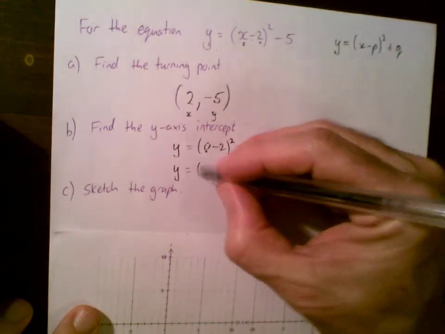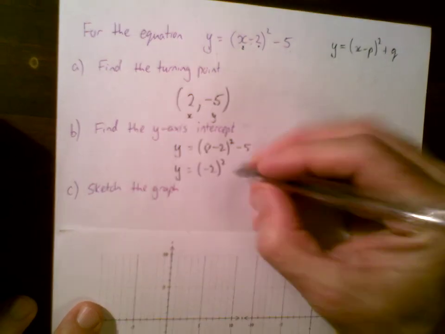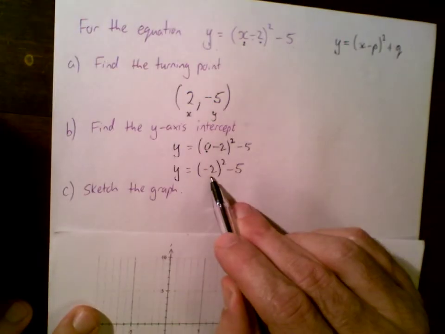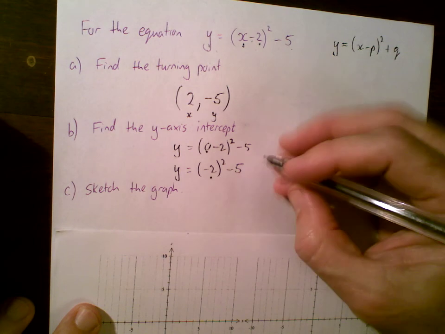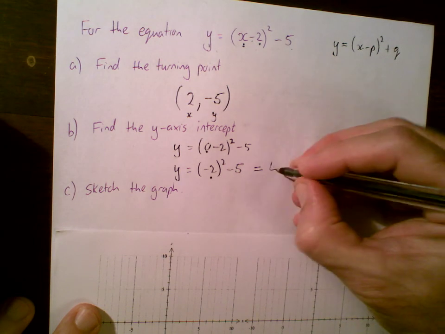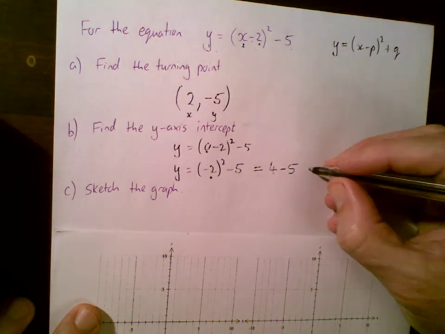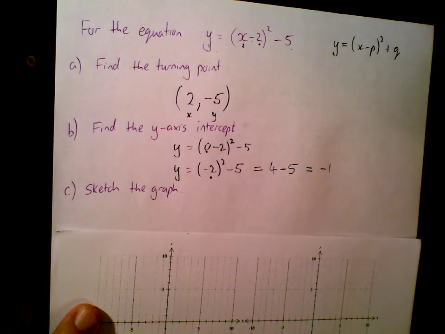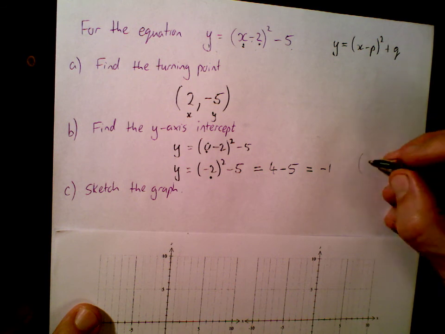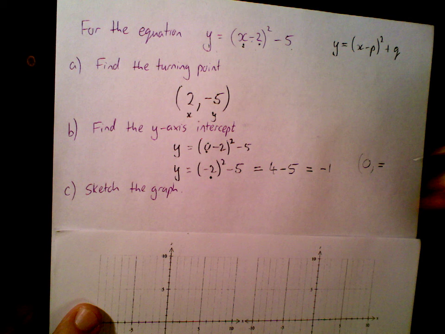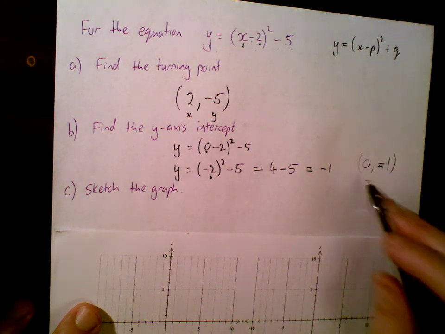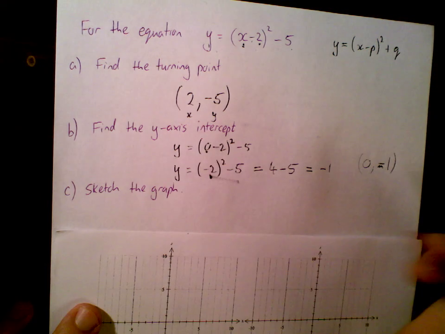We'll get y is equal to (-2)² - 5. Now (-2)² means negative 2 times negative 2, so that's positive 4, take 5, and that's equal to negative 1. And if you wanted to write that as a coordinate point, we could say that was (0, -1). But we could just as easily say y is equal to negative 1 as the y-axis intercept.